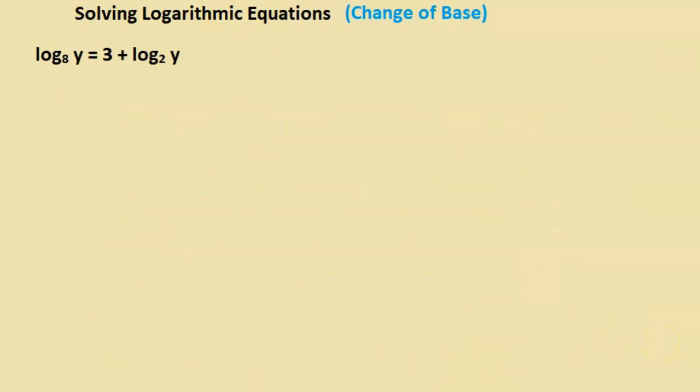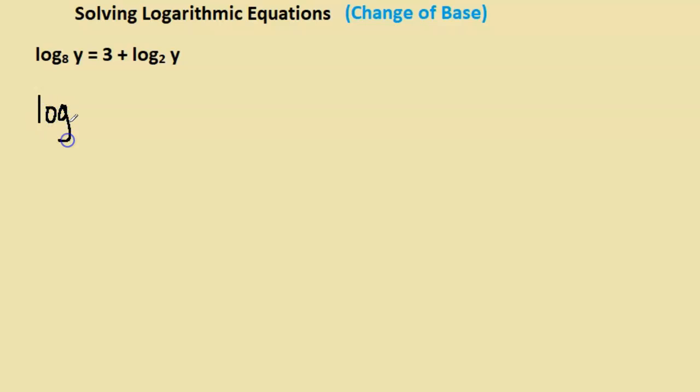Let's look at another change of base problem. Notice the bases are different. One is base 8, one is base 2. So we have to make them the same base. And we always try to aim to make them a smaller base. So we try to get these to be base 2. So let's change the base 8 here to base 2.